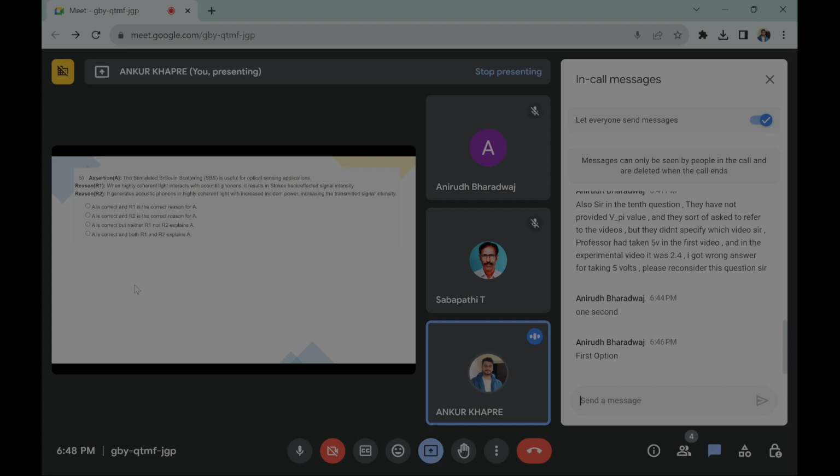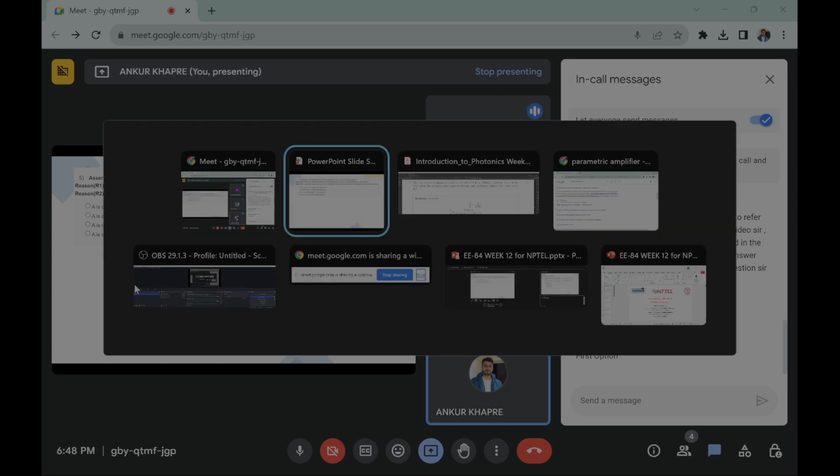Did you solve all these week 12 assignments? Anirudh, how many have you solved till now? This one I didn't solve. Yet to solve. Okay. Follow the lectures, it will be very easy for you. Okay, please solve it.